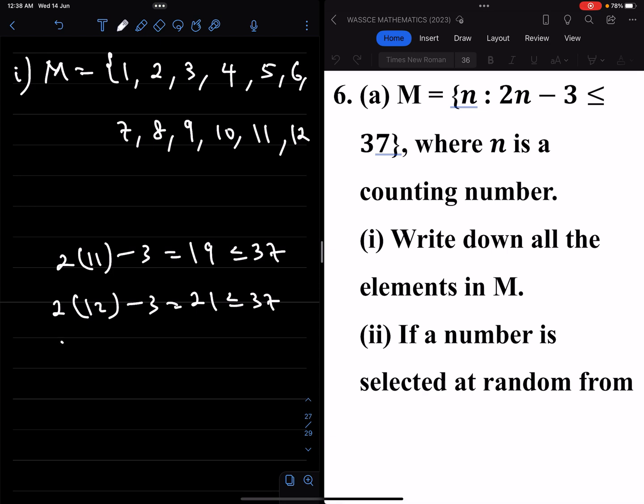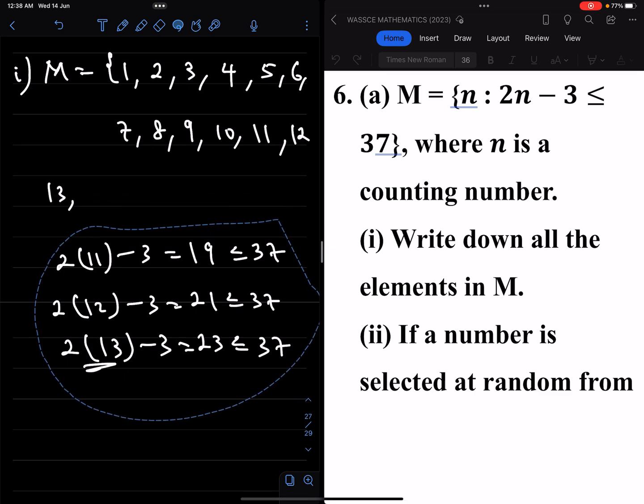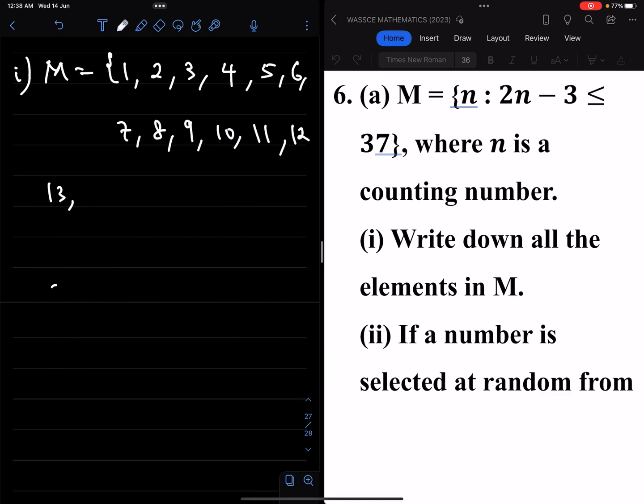And the next one, let's check 13. 2 times 13 minus 3 is equal to 26 minus 3, 23. That also satisfies the condition less than or equal to 37. That means 13 is also an element of M. The next one is 14. 2 times 14 minus 3 is equal to 28 minus 3, which is 25, and it satisfies the condition less than or equal to 37.